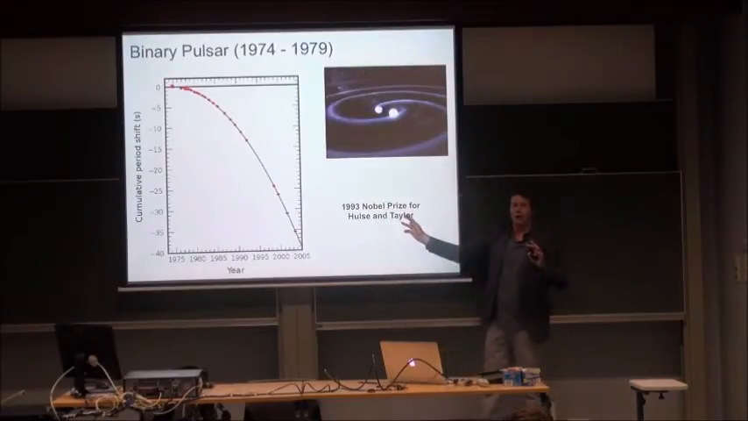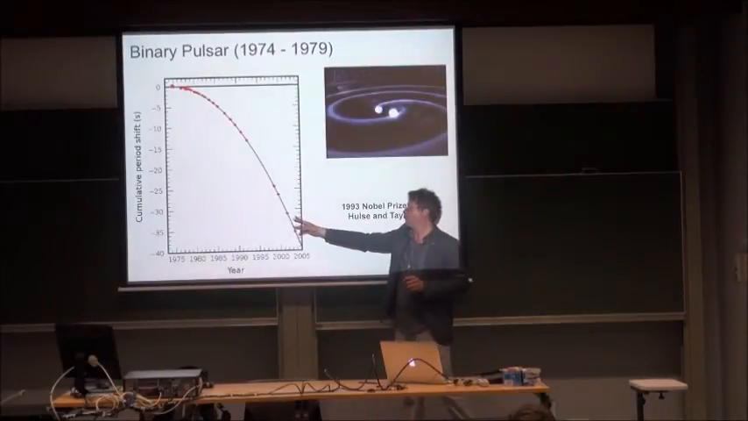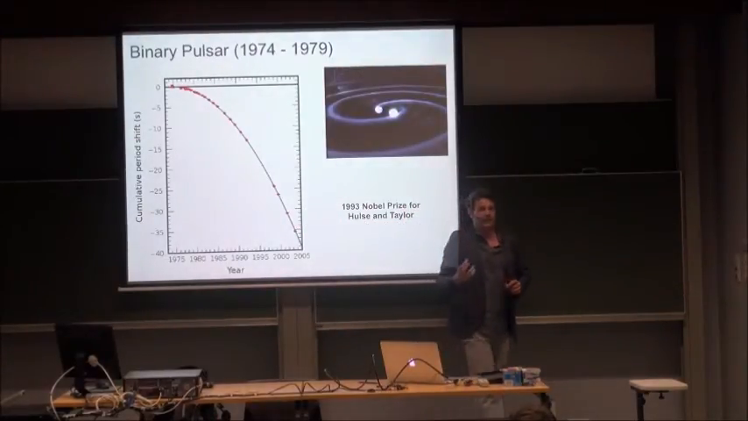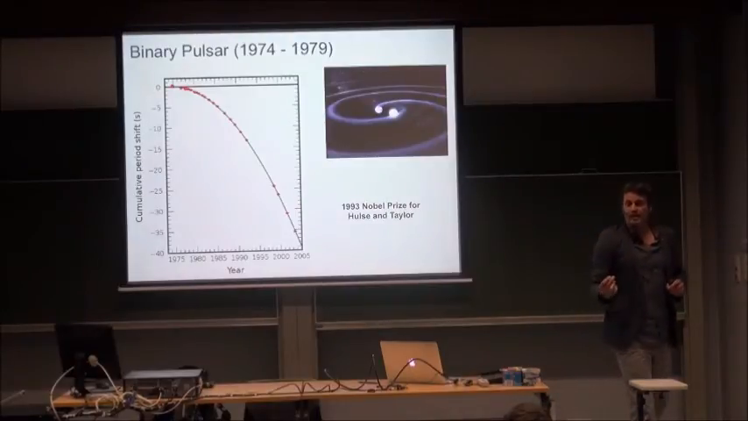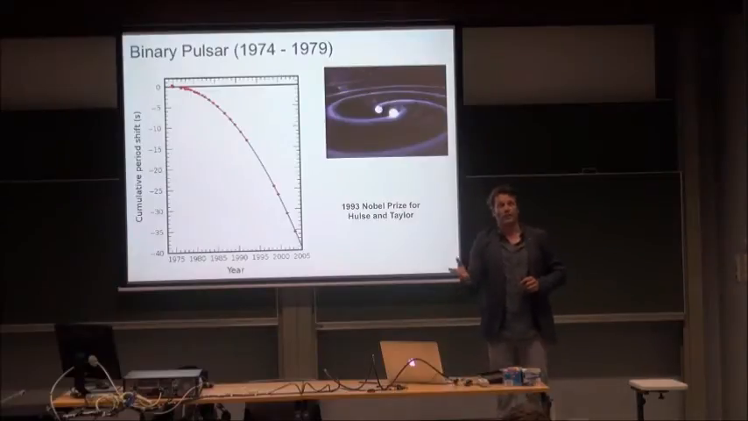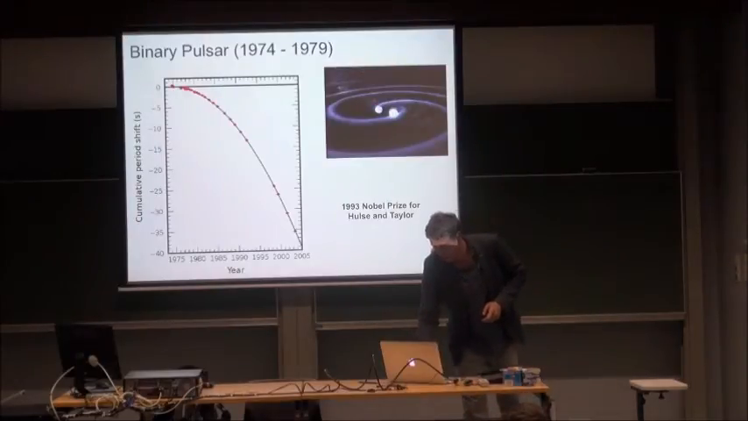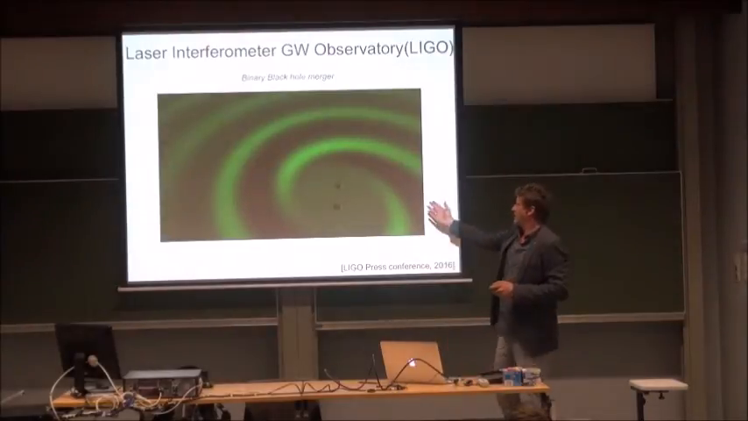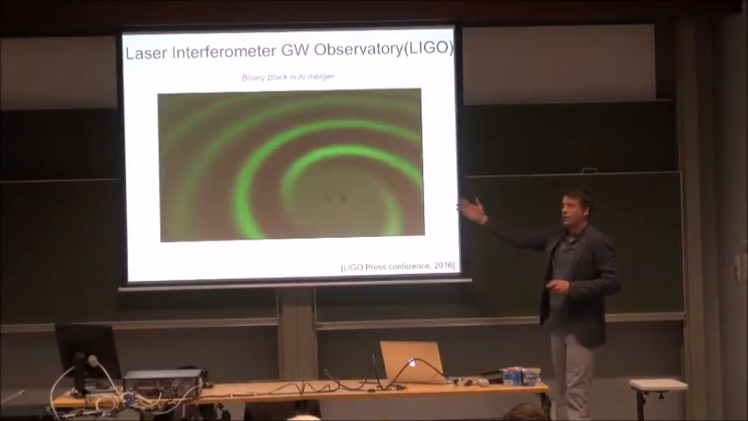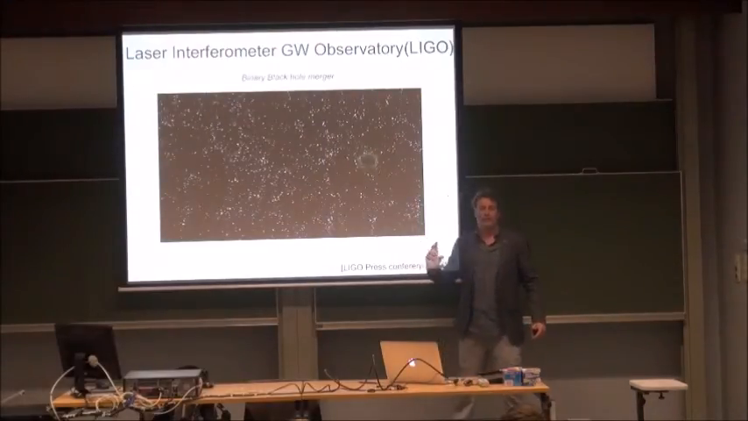So Taylor and Hulse had not seen those gravitational waves, but the fact that the prediction of general relativity agreed so well with their data is what finally convinced the National Science Foundation in the US to support and build LIGO. So this is the famous indirect evidence for gravitational waves. And it's the same kind of system that LIGO was interested in, not two neutron stars, but imagine even better, two black holes colliding.